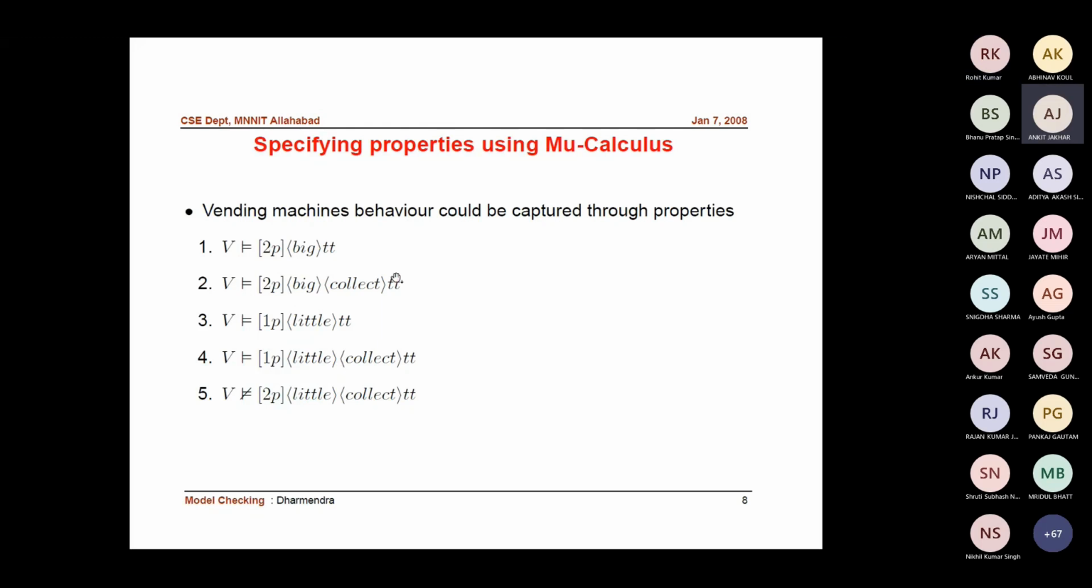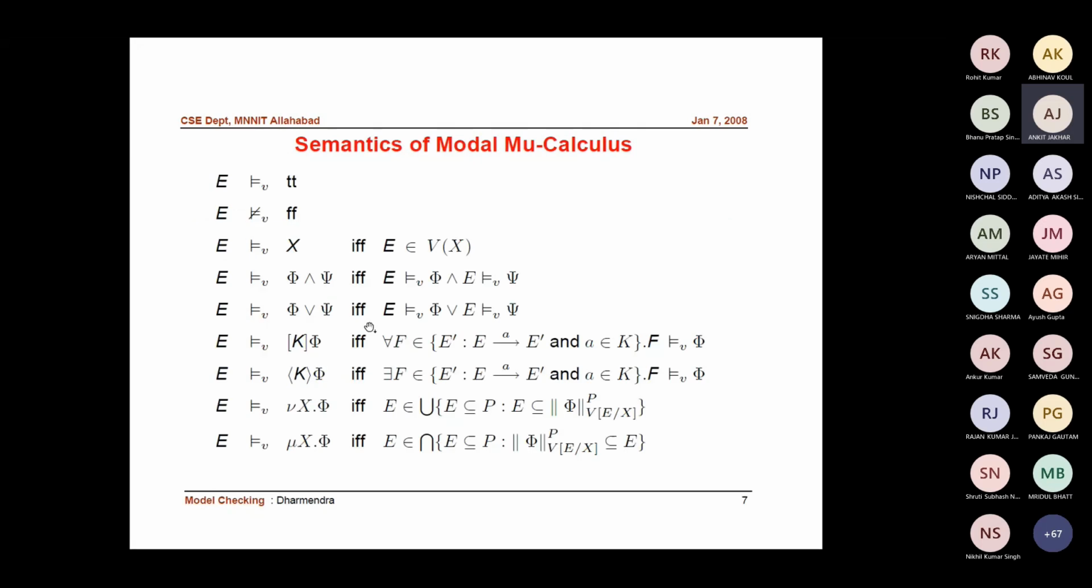All these properties can be written. I'll explain this after a few minutes once I have done the Hennessy-Miller logic. I'll come back to this slide again. So don't worry, all these things are going to be explained to you today itself. And you are supposed to be writing this kind of property which is going to be satisfied by this vending machine.